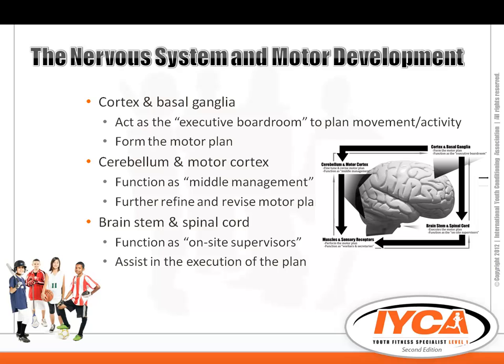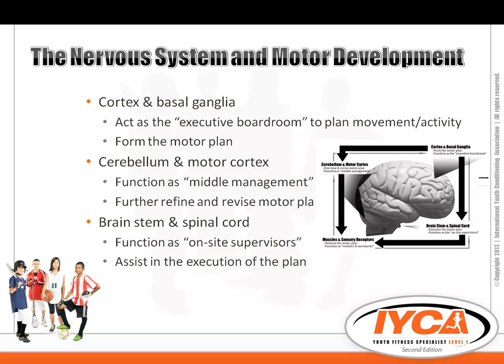Now, if we follow that out, the cerebellum and the motor cortex function as middle management. They serve to further refine and revise the motor plan. Okay. From there, we then go to the brainstem and the spinal cord, and we can see them as on-site supervisors. So going back to this business analogy, they're basically there to assist in the execution of the plan.